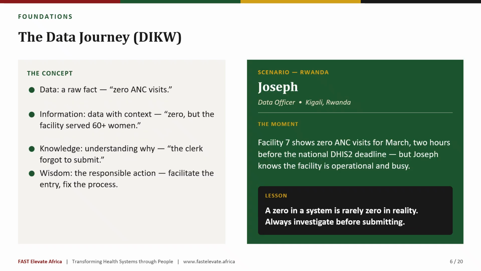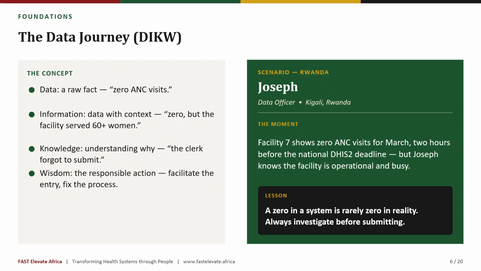The data journey, DIKW: data, information, knowledge, wisdom. Data alone does not make decisions. It progresses through 4 stages. First comes data, which are raw facts. Then information, that is data placed into context or processed data. Then knowledge, which is understanding why something happened or understanding the information. And finally comes wisdom, that is choosing the right action or using data for informed decisions.